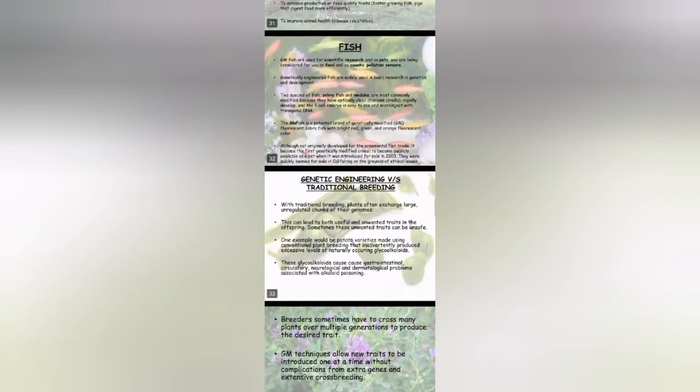GM fish are used for research, and as pets, and are being considered for use as food and as aquatic pollution sensors. Genetically engineered fish are widely used in basic research in genetics and development. Two species of fish, zebrafish and medaka, are most commonly modified because they have optically clear chorions, rapidly develop, and the one-cell embryo is easy to see and micro-inject with transgenes.